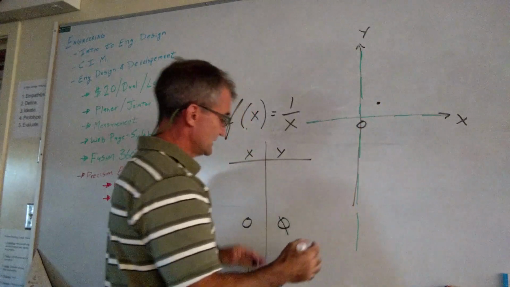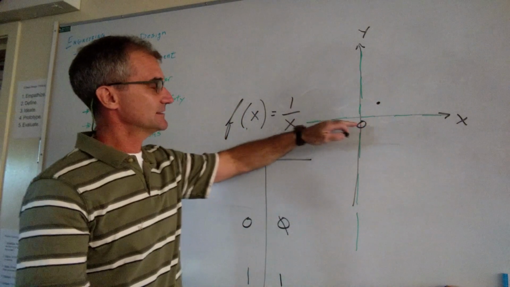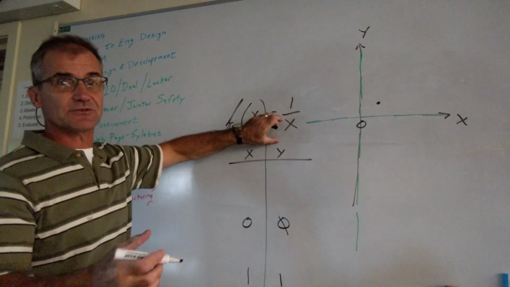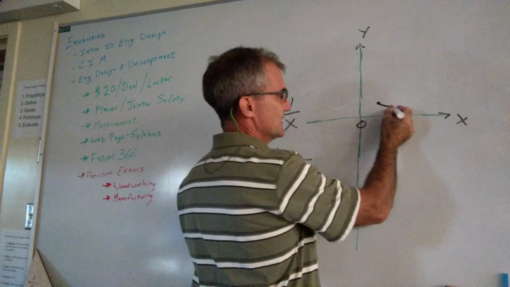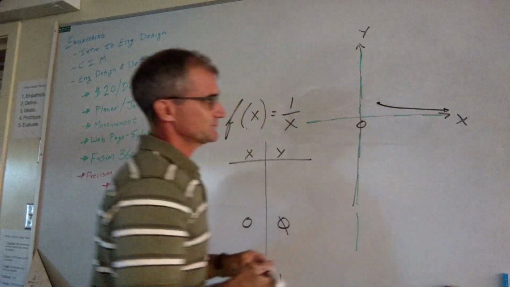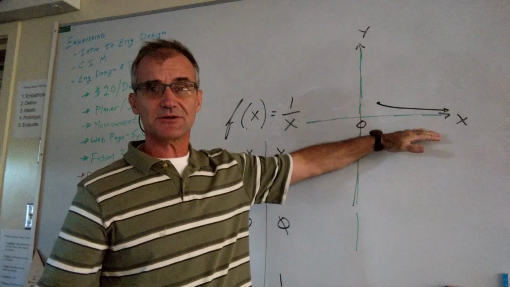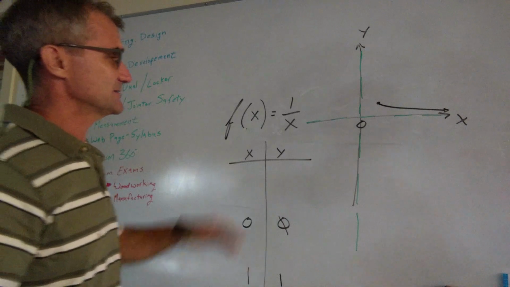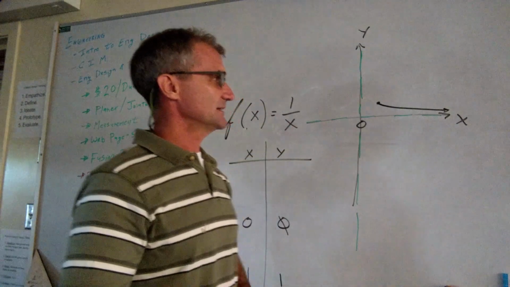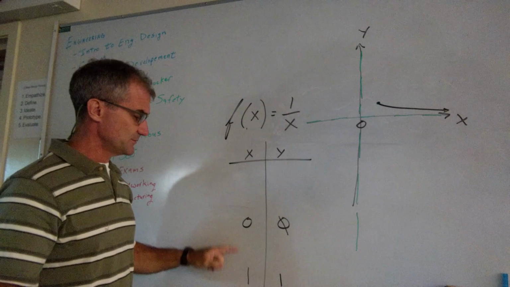But as I get larger and larger in x, my denominator gets larger and larger, so my whole thing gets smaller and smaller. So it starts to come down this way. It approaches that asymptote, but never touches it. This is really a big idea, possibly the foundation of calculus, limits. But let's see what happens between 0 and 1.